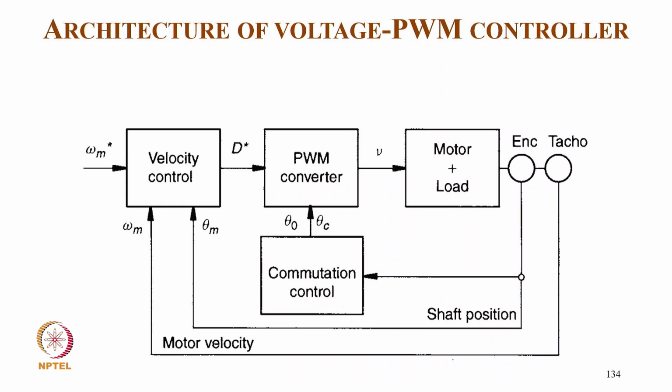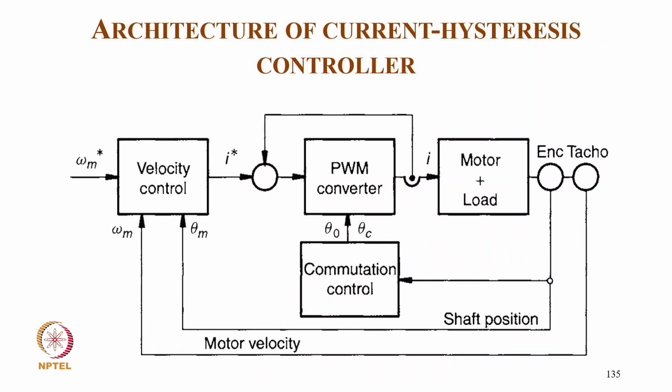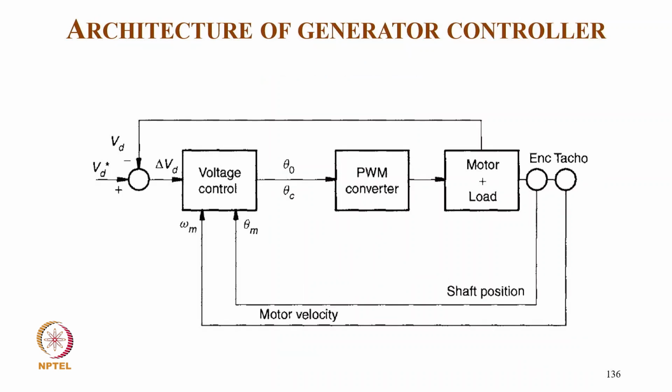And this is typically voltage control. So here we have the feedback speed, and we have the position also. So we get the duty cycle, and we have the shaft position. With theta 0, theta c and duty cycle, we give to the PWM controller which applies the voltage across the motor and load. And this is typically the current control architecture. So we have a reference speed, we have a feedback speed, we have velocity control with the position also, we get the reference current, and then we get the commutation control also with theta 0, theta c, with this current reference, the current feedback to the PWM converter, and then that feeds the motor.